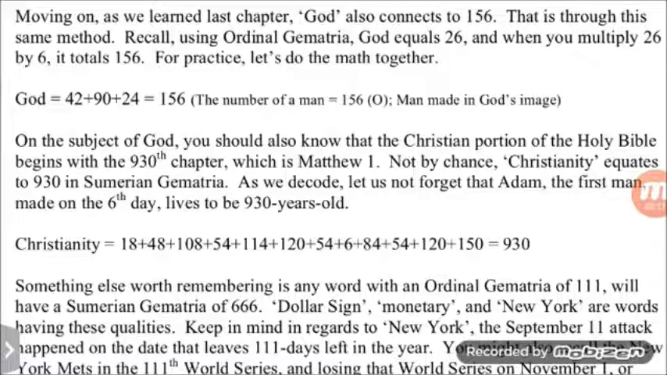On the subject of God, you should also know that the Christian portion of the Holy Bible begins with the 930th chapter, which is Matthew 1. Not by chance, Christianity equates to 930 in Sumerian gematria. As we decode, let us not forget that Adam, the first man, made on the sixth day, lives to be 930 years old. Christianity equals 930.